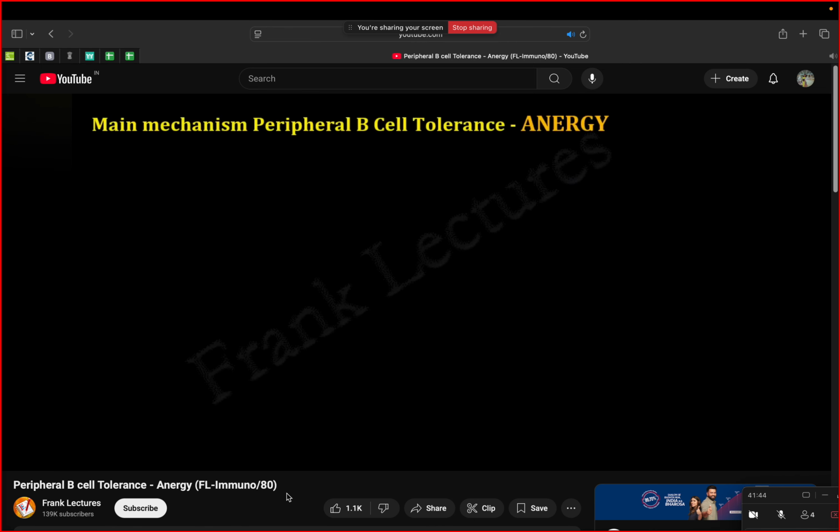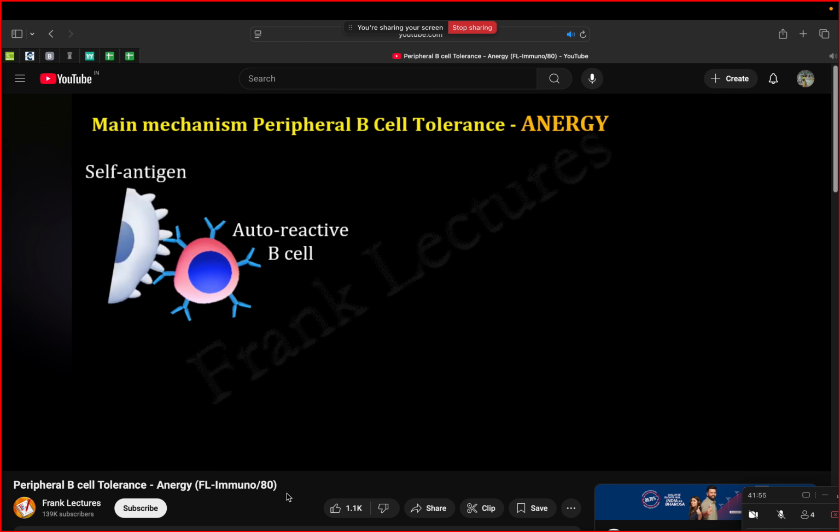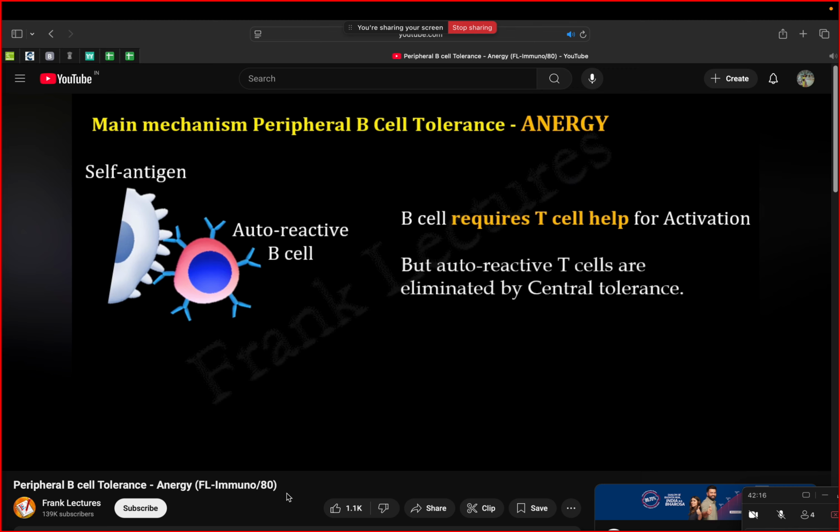The main mechanism of peripheral B cell tolerance is anergy. Suppose this is an autoreactive B cell in the periphery. It recognizes and binds its specific self-antigen. Now, as we said, B cell activation requires T cell help. This also means that the T helper cell must be autoreactive to the same self-antigen which the autoreactive B cell encounters. But autoreactive T cells are also eliminated in central lymphoid organs by mechanisms of central tolerance.